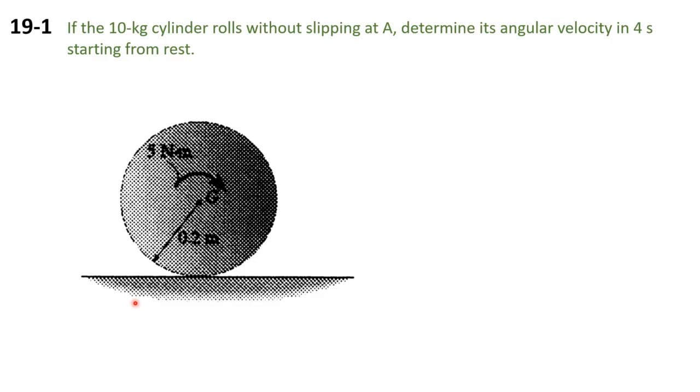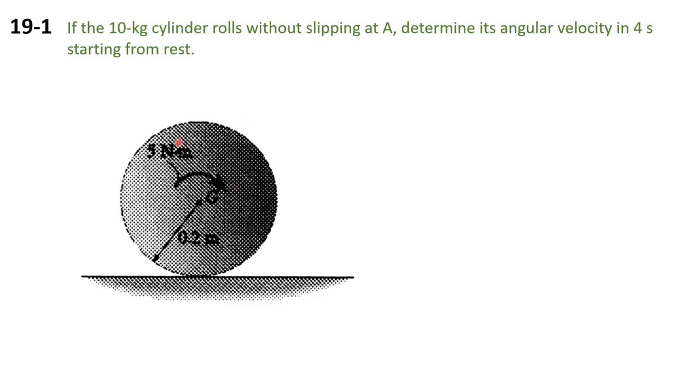So now we know that the time is going to be 4 seconds, 0 to 4 seconds. Starting from rest means that omega 1 is 0, and we know that the mass is 10 kilograms, given to us. We can find the Ig for this case in a very easy way because we know the radius and we know the mass.